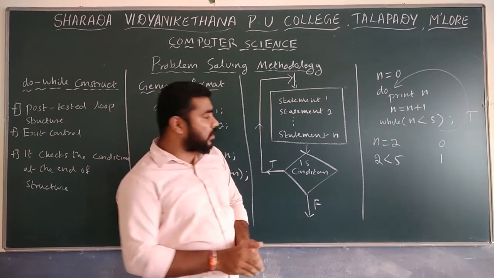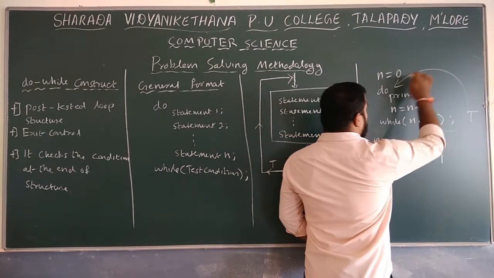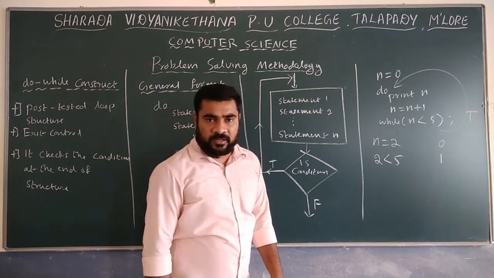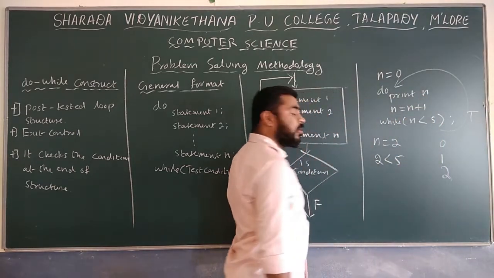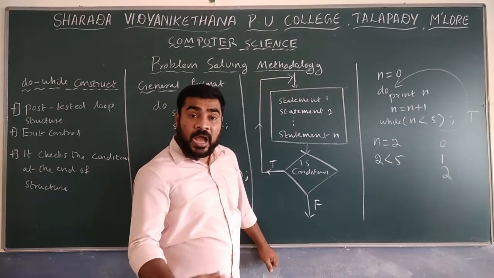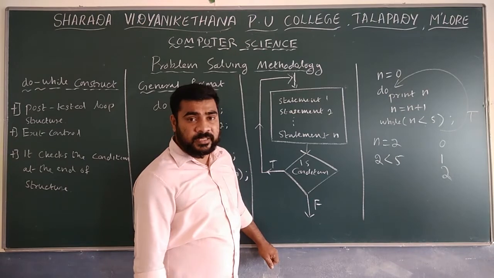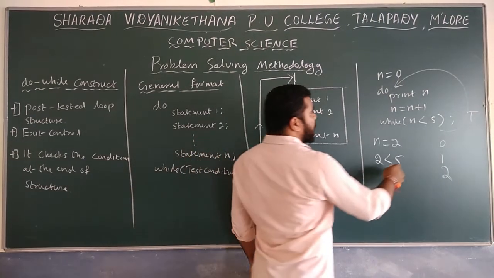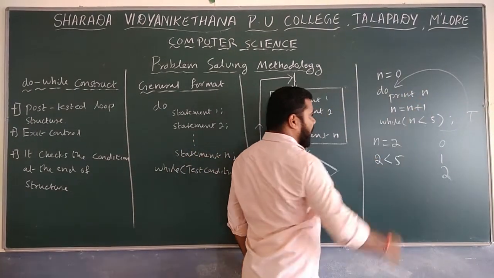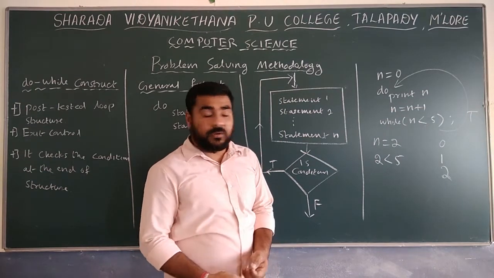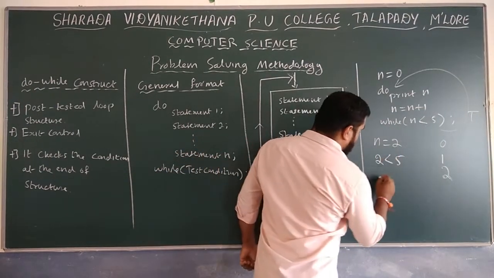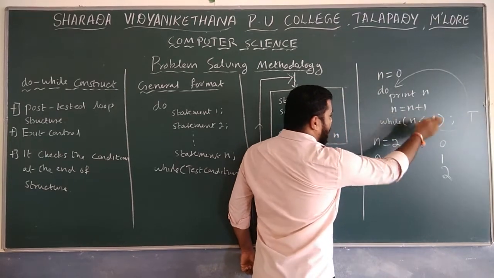Since the condition is true, once again we go back, starting from print n. The value of n is 2, so 2 is going to print. After printing 2, what is the next step? Once again n is equal to n plus 1. The value of n is going to increment.